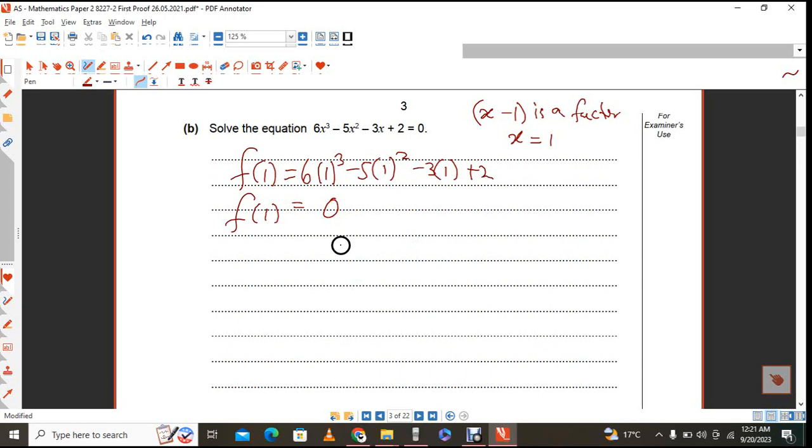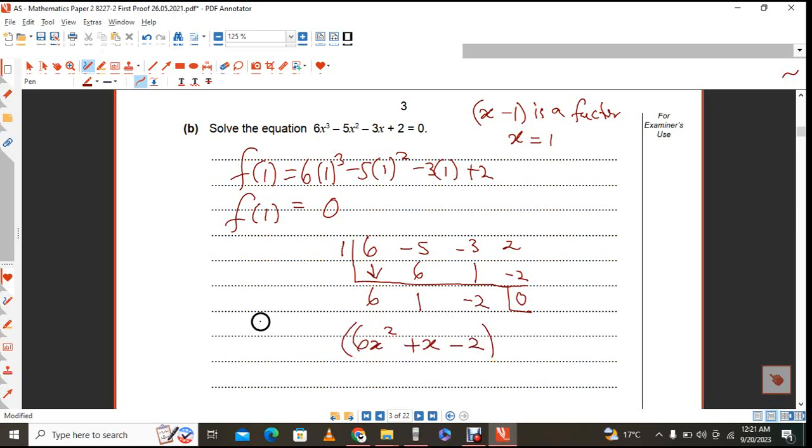So in order for me to do that, I'm just going to use synthetic division. So I'm going to say 1, and you can use long division if you want to. So I'm going to write the coefficients: 6, negative 5, negative 3, and positive 2. You bring this one down, you multiply, you add, you multiply, you add, you multiply, and obviously if you add, that gives you naught. So 6x squared plus x minus 2, and the other one is x minus 1. So these are also factors.